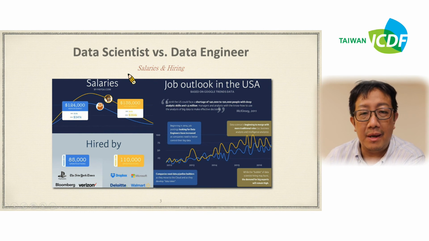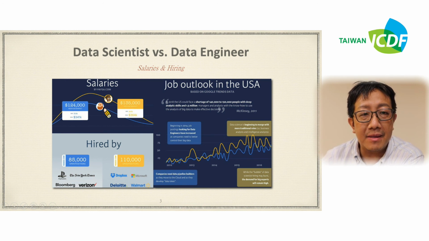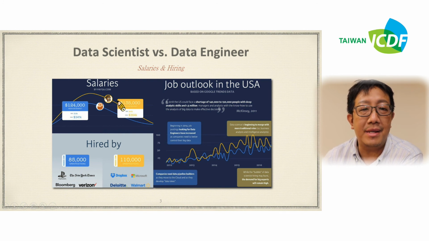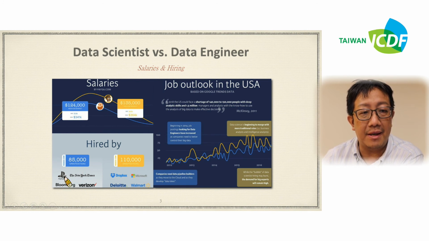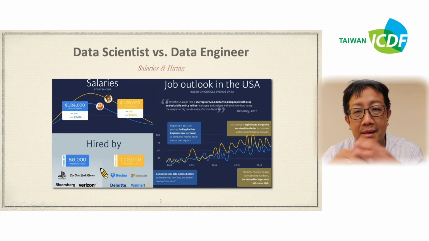And in this page, well, it's an example. It says that the data scientists' salary is a little higher. And you can see they are hired by Dropbox, Microsoft, and the accounting company, Walmart, while the engineers are hired by PlayStation, New York Times, Bloomberg, and Verizon. They are in different areas. The hiring and the salaries are a little different.